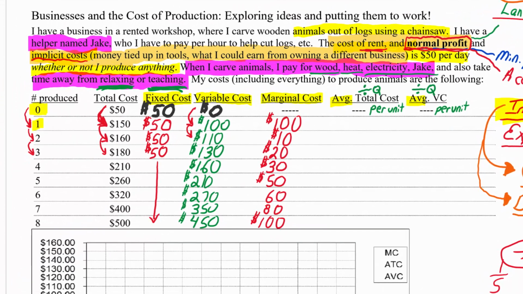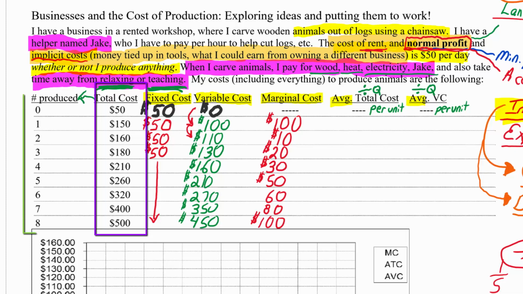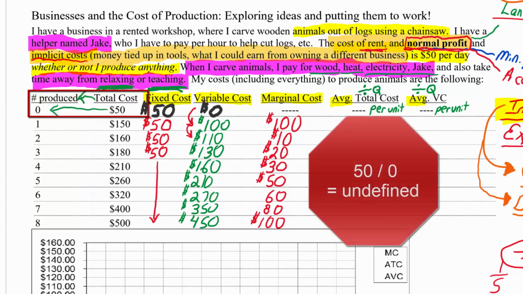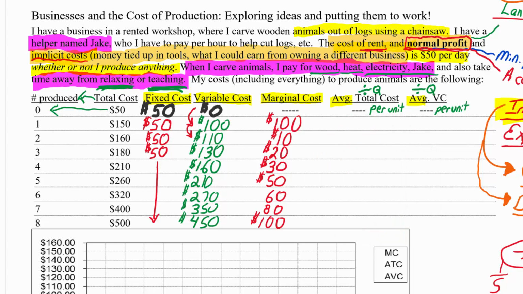So to get average total cost, we're just taking the total cost column and dividing it by the number produced column over here. Except we don't want to do it for zero, right? We don't want to divide 50 by 0. That's a no-no. So again, that's why we have this little dashed line over here. But for all the other ones, what's the average total cost when we produce one unit? 150 divided by 1. Well, it's $150 each. $160 divided by 2 says they cost $80 each.